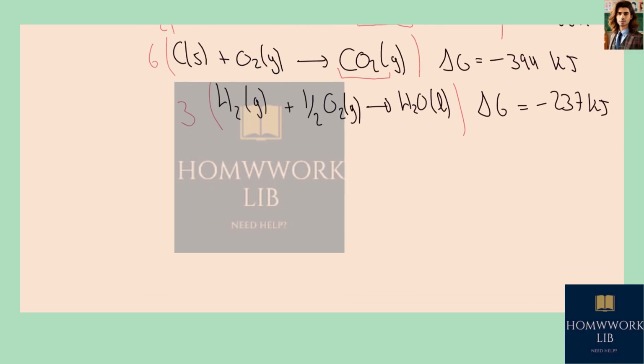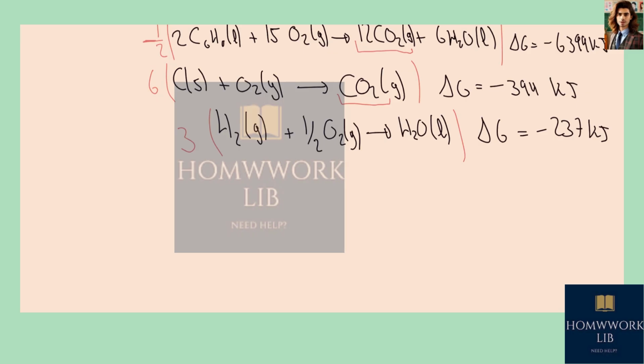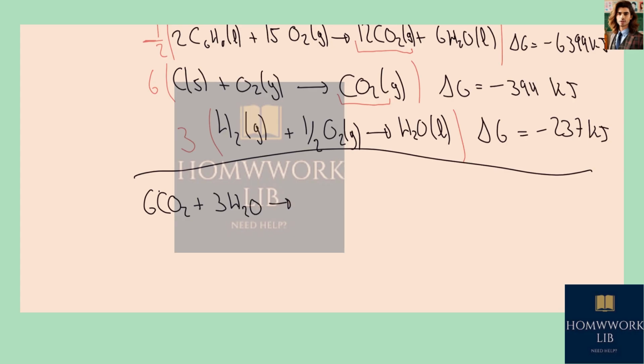After doing so, the reactions that we're actually considering are going to be the following. First of all, 6 of CO2 plus 3 of water, producing C6H6 plus 15 halves of O2, with a delta G. In this case, it is going to change the value. We're going to have 1/2 of the value that we get over here. So it turns out as positive 3,199.5 kilojoules.